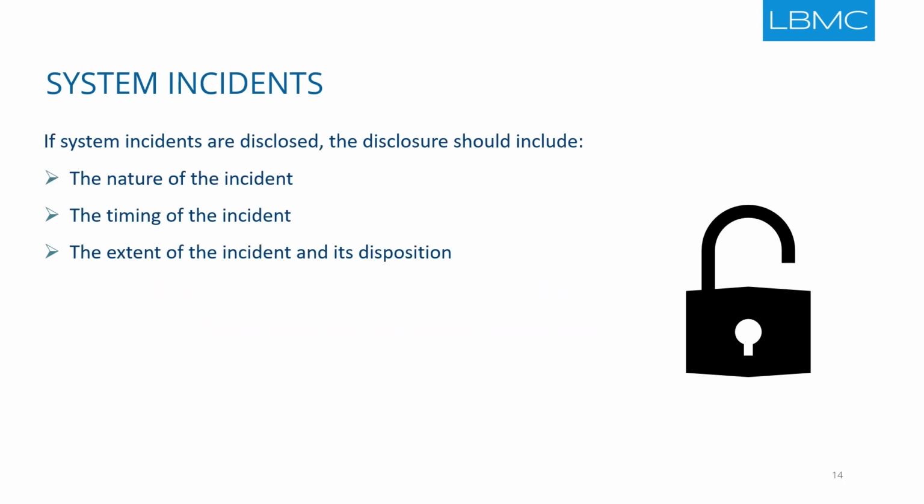If incidents are disclosed, then there are certain things that need to be included in the disclosure. They are the nature of the incident, the timing of the incident, and the extent of the incident and its disposition. An example might be that on a certain date and time, an employee clicked on a phishing email. The workstation was infected, as well as two other unpatched servers. The spread was contained to these three machines. An outside security firm was engaged to assess the incident.